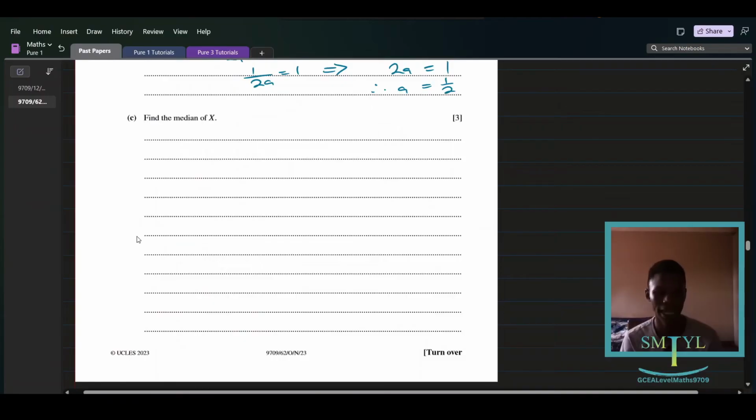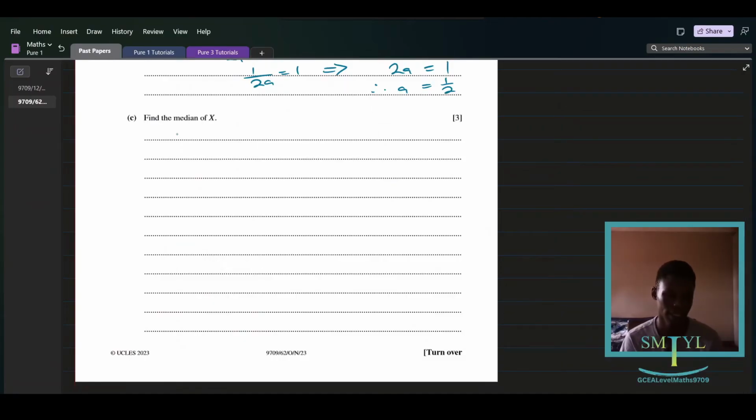Part C, find the median of x. So the median is the middle value, so we can integrate from our lower limit, which is a, and we have proved that a is half, so we can integrate from half to the median, the middle value, and our function f of x is x to the power minus 2 with respect to x, and we know that since this is the median, it should be equal to half.